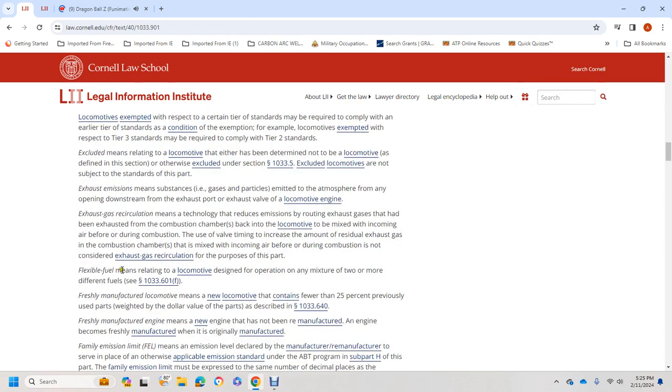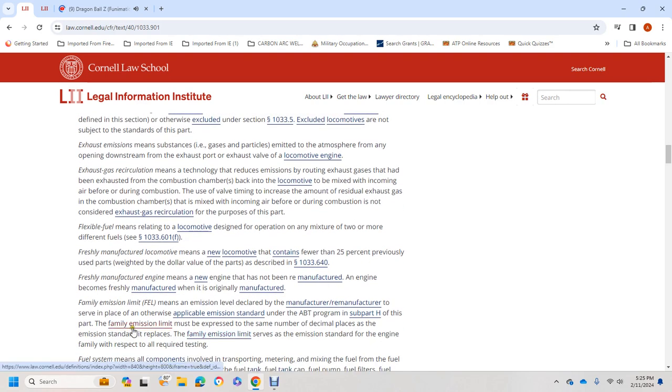Flexible fuel means relating to a locomotive designed for operation on any mixture of two or more different fuels. Freshly manufactured locomotive means a new locomotive that contains fewer than 25 percent previously used parts, weighted by the dollar values described in 1033.640. Freshly manufactured engine means a new engine that has not been remanufactured. An engine becomes freshly manufactured when it is originally manufactured.